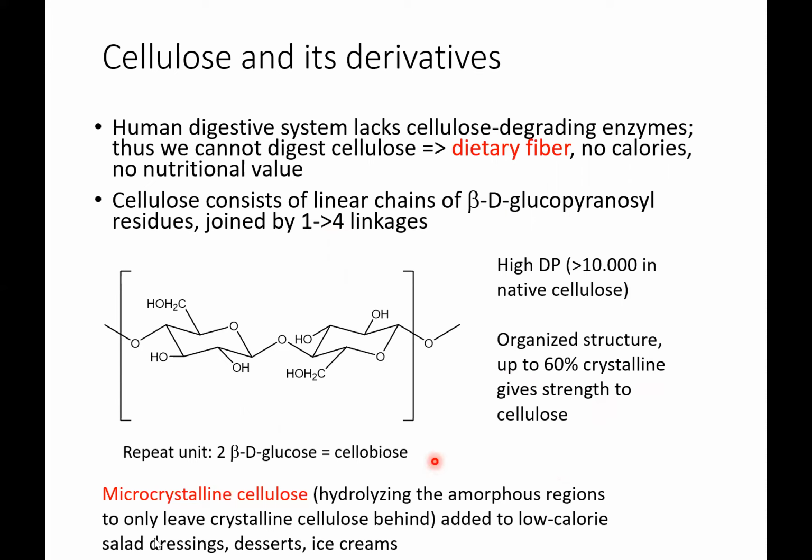You can isolate these crystalline areas and make microcrystalline cellulose. You just dissolve the less ordered areas and the crystalline areas are left over. And then you can add them to low-calorie salad dressings or as fillers or whatever you want. But they are not digestible either.